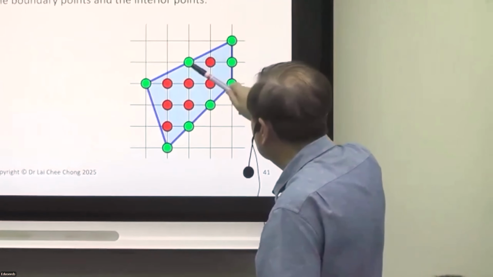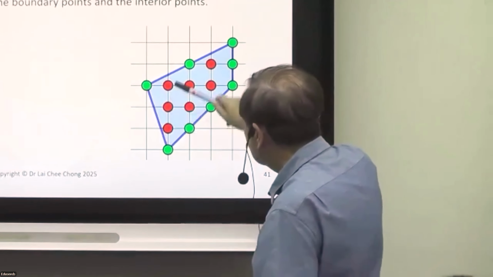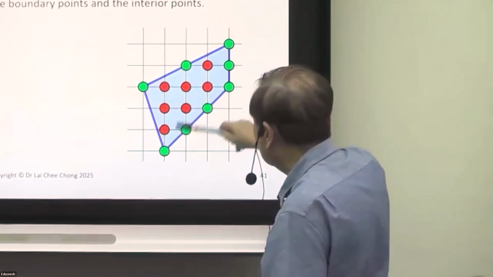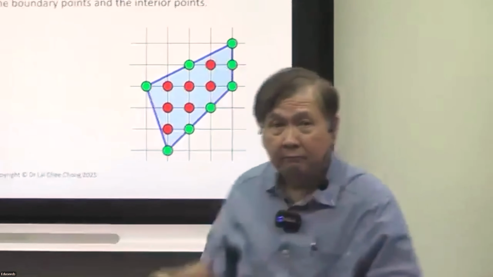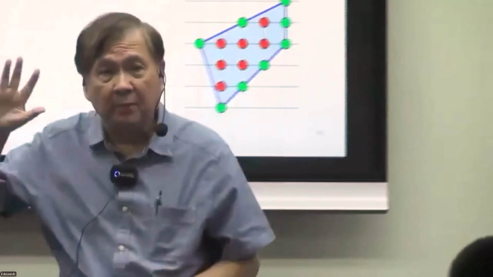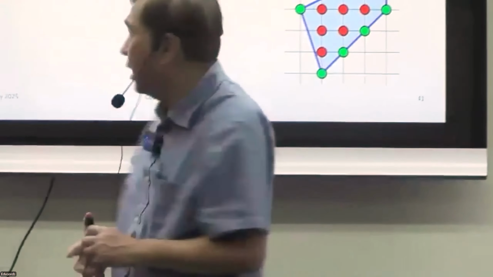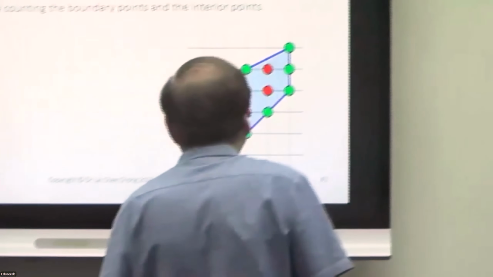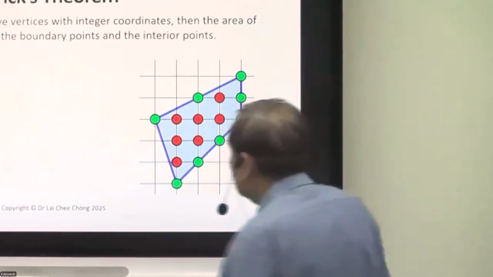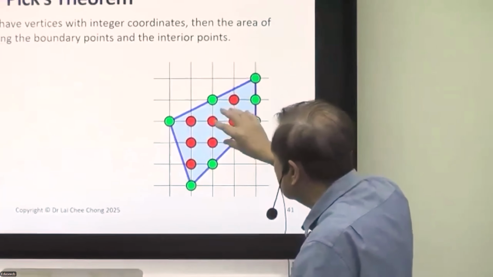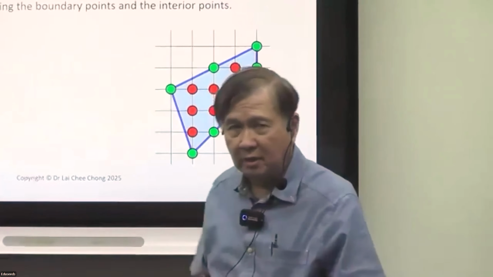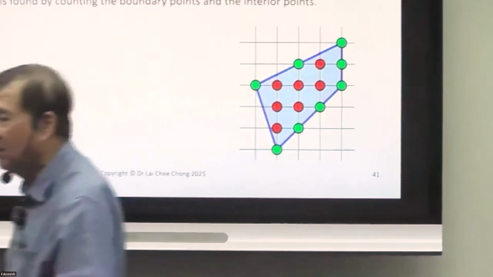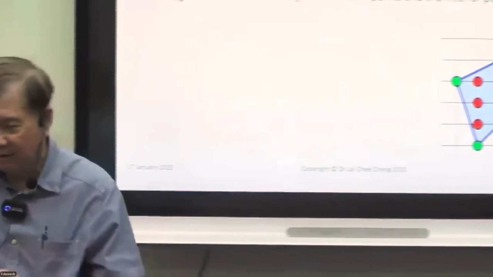So there are many points here. These are inside points. We call them the interior points. These, the green ones, we call the boundary points. There is a boundary of that quadrilateral. You follow me? Now, what I'm going to say is that I'm going to use the points to find the area of this polygon, or rather, this quadrilateral here. How can I do it? Well, there's a very nice little theorem called Pick's theorem.